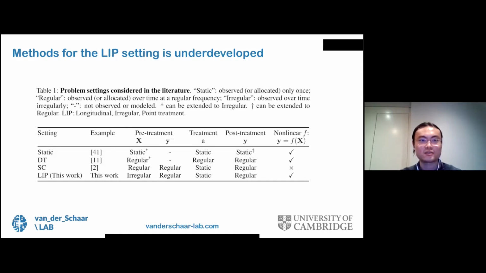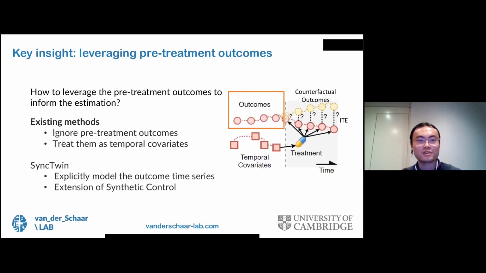The key insight of this new method is to fully leverage the pre-treatment outcomes. These outcomes are before the treatment and are not influenced by the treatment. However, they may give information about the counterfactual outcomes due to the temporal structure that is inherent in the time series. Unlike existing methods which ignore pre-treatment outcomes or treat them as temporal features, SyncTwin explicitly models the outcome time series. As we'll show later, this can improve the estimation accuracy as well as bring additional benefits.